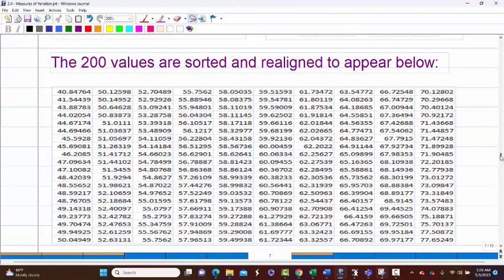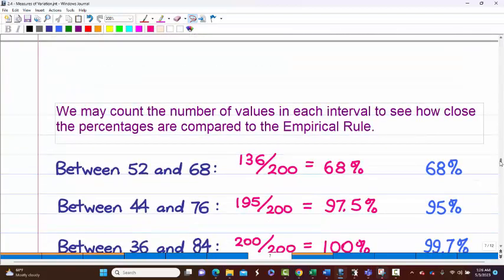So I sorted them and then put them in blocks of 20 going across. I didn't want 200 numbers going straight down a page because it's not that important. So now there are 200 values, and these are the same intervals that we calculated right up here.